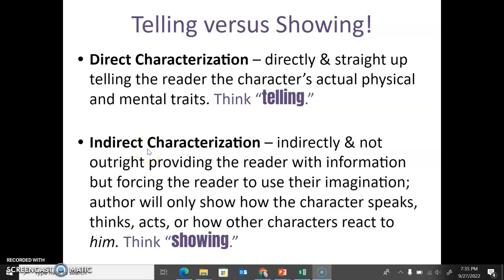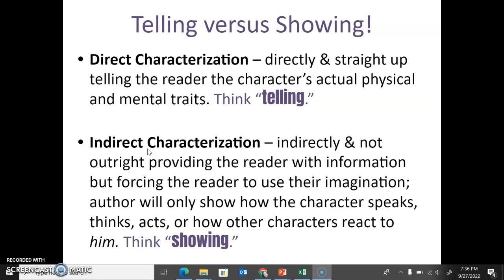So now we're going to spend some time looking at what the difference is between direct and indirect characterization and why an author would choose to use one or the other. So ultimately, direct characterization is when a character is described by an author and the author comes right out and directly tells you the type of character that that character is. So they may tell you that your character is greedy, or your character is rude, or your character is unliked by other people. They come right out and they just tell you.